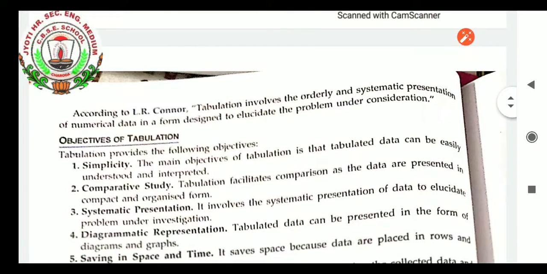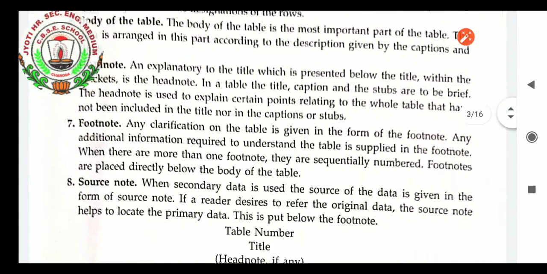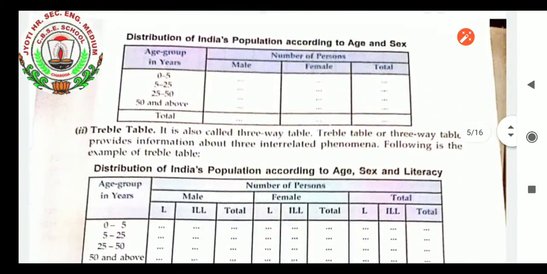Kinds of diagram. When we talk about the kinds of diagram, diagrams can be classified into two types. Let us have the classification now.